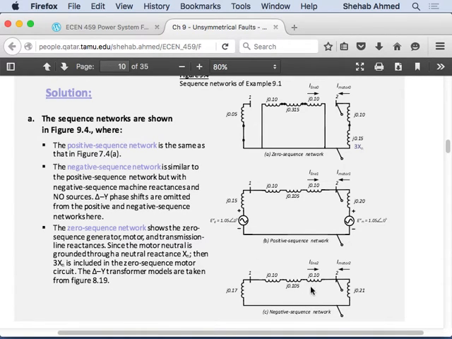Everybody's okay with this? It's exactly what we drew. No surprises, right? So now, what's the next step? Yeah, now they're telling us that there's a fault at bus 2. There's a fault at bus 2.